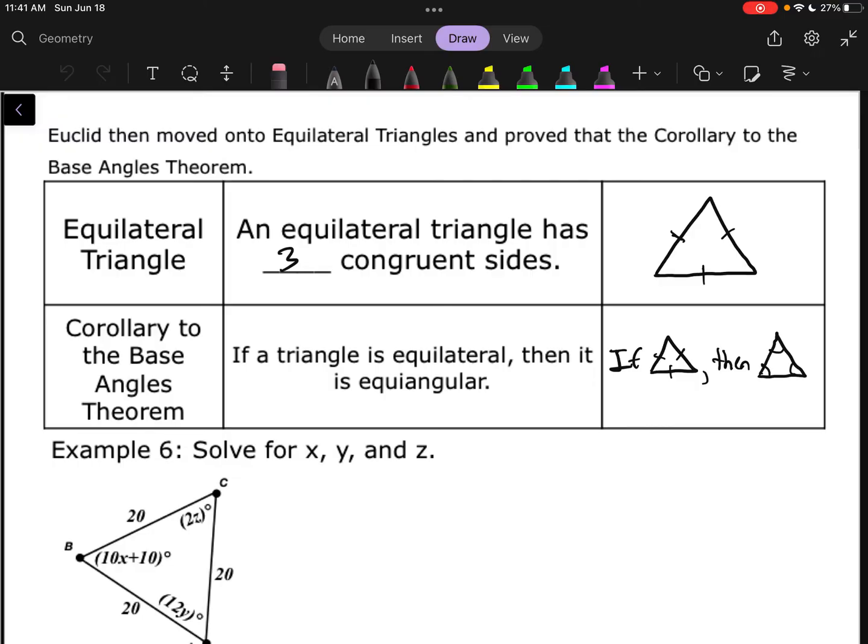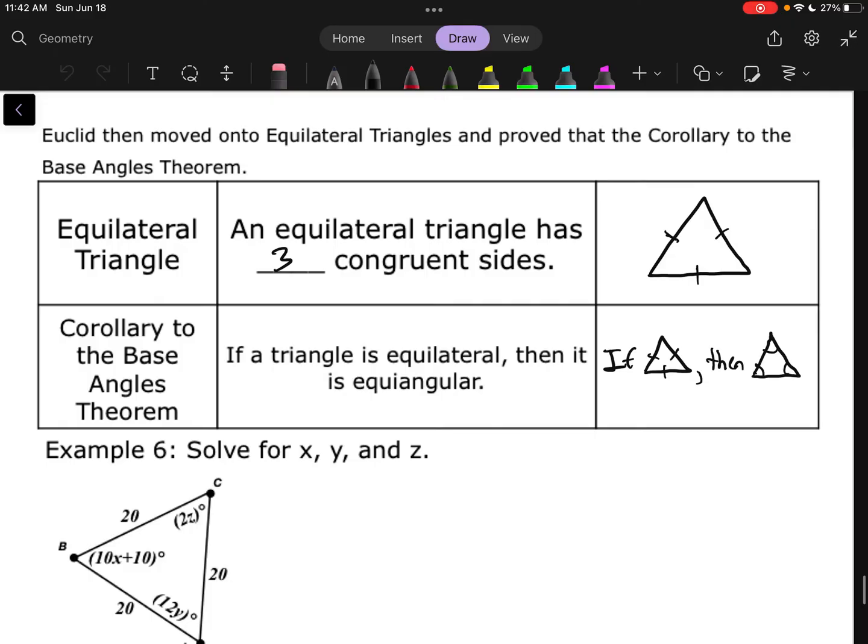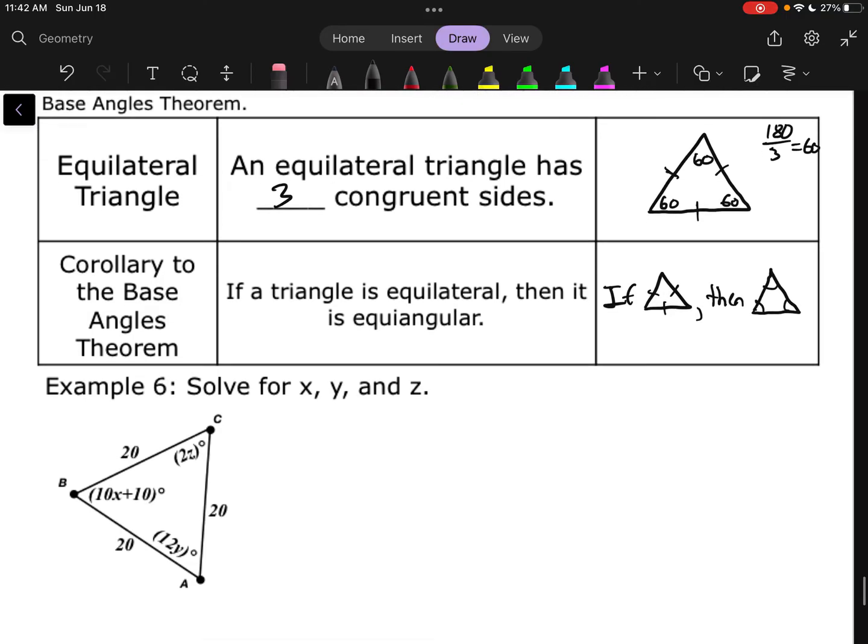Now, interesting about that, if all 3 angles are the same, and all 3 angles must add up to be 180, then 180 divided by 3 tells us that every equilateral triangle must have 3 angles that are 60 degrees. And once again, some of you guys probably already recognized this when we were dealing with equilateral triangles back in the classifying triangles video. But this is why. It's an extension to the base angles theorem. And we can use this to solve a lot of things.